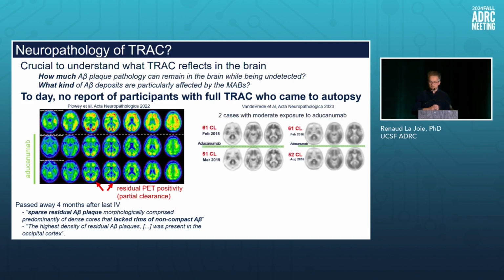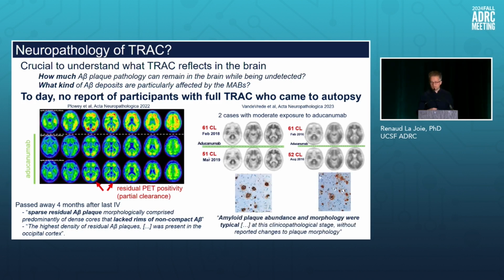At UCSF, we had 2 patients treated with aducanumab with mild exposures. And you can see they only decreased a little bit in their amyloid burden. And what was interesting is that the neuropathologists didn't see anything unusual when they looked at the brain. The amyloid pathology in those patients looked normal, both in terms of quantity and morphology. So again, it's helping us to have neuropathology on those cases to understand how to interpret the biomarkers in the context of those treatments.